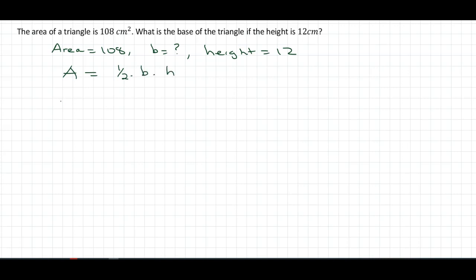Now we have the area is 108. It's going to be equal to 1/2. Base is unknown and our height is 12. So the easiest thing you can do here is you can either multiply both sides by 2 or you can simply compute half of 12. So 108 is going to be 6b because half of 12 is 6. Now we can divide both sides by 6 so we can isolate b. So 108 divided by 6.